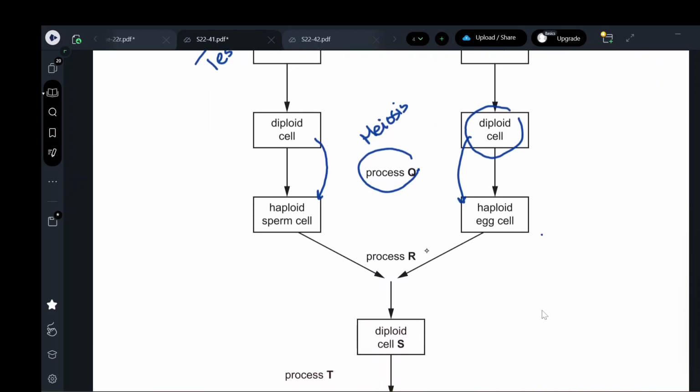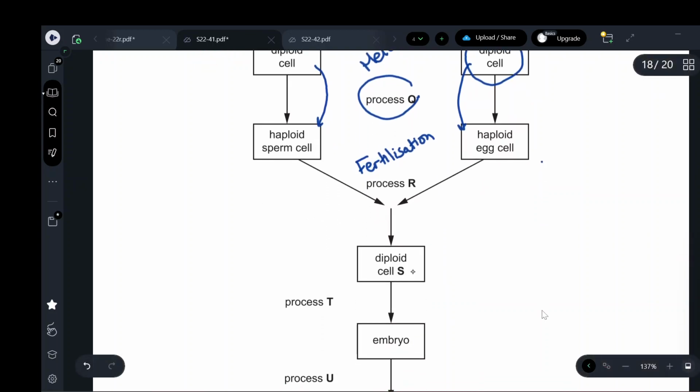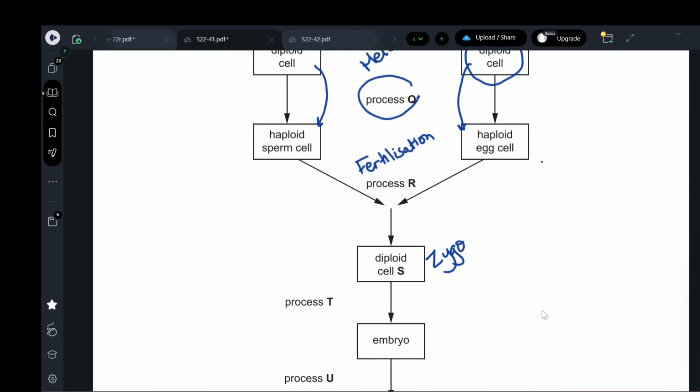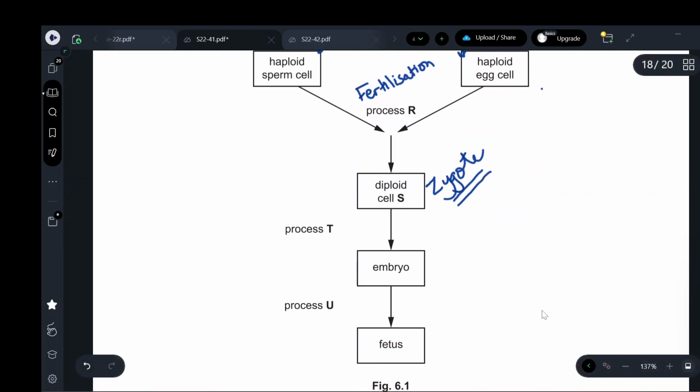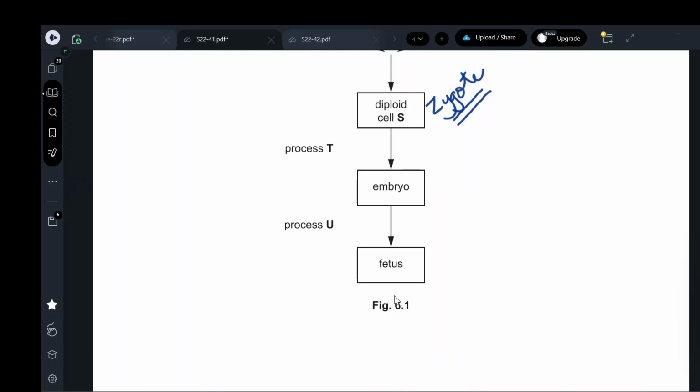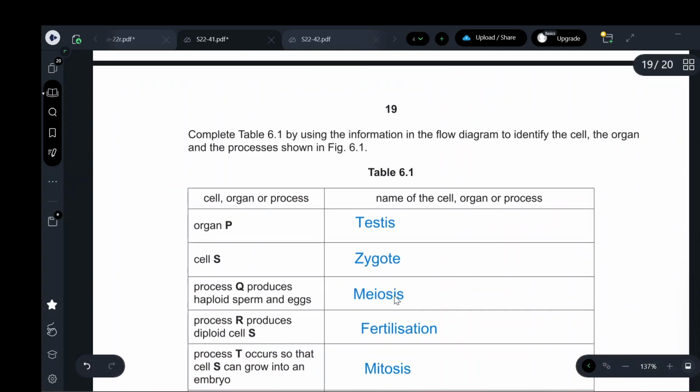And then the sperm and the egg cell fuse together, forming another diploid cell. This is the fertilization process. The cell that is formed will be the zygote, which is the first cell in the baby. It is diploid, it has the full number of chromosomes. What happens is process T, then process U, embryo, and then fetus.